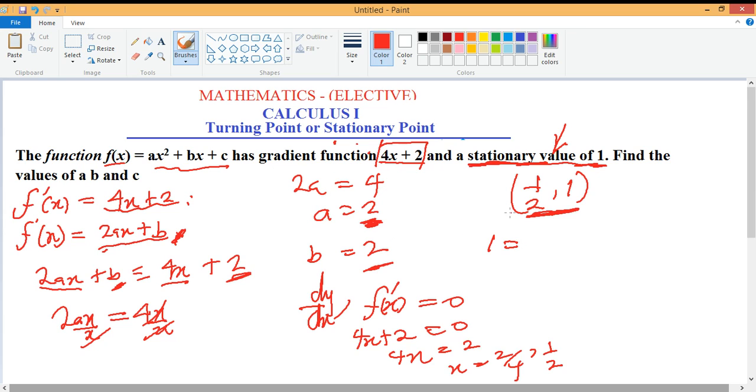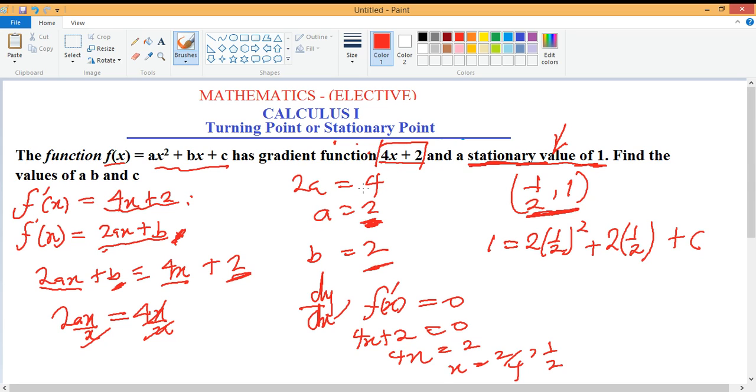Then we know our a is 2. So 2 into bracket the x that we have obtained, half squared, plus b, which is 2, multiplied by half, plus c. So that we solve for. Oh, sorry, there's a little mistake. Let me correct it.